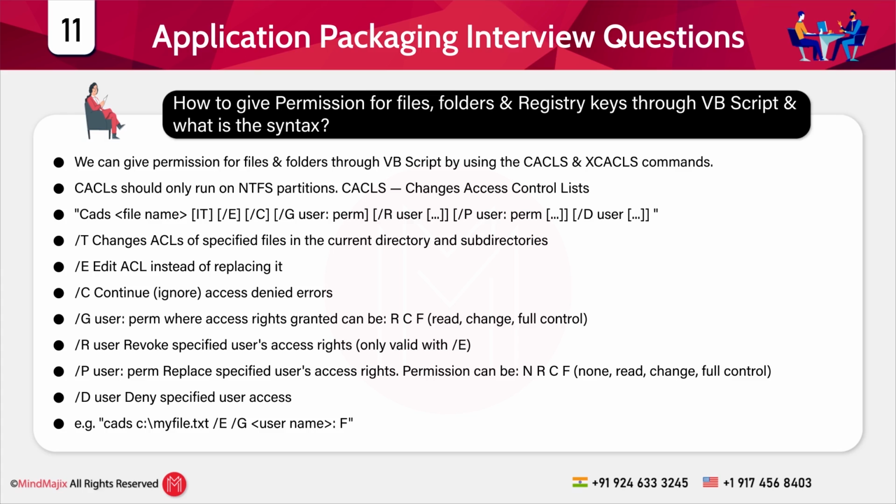So what is the syntax? CACLS filename /T /E /C /G user:perm, /R user for revoke, /P user:perm, /D user. For example, CACLS myfile.txt with the location of that file, /E and /G to edit and give permission to the user for read, write, change, and the username:F means we are giving full control.